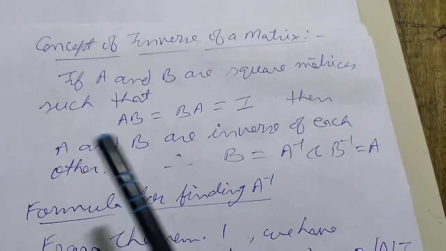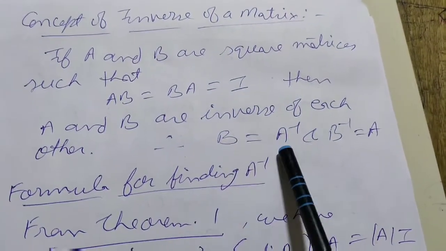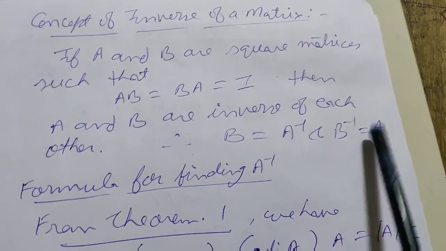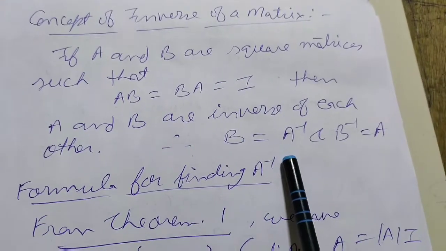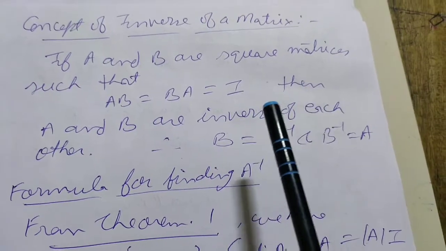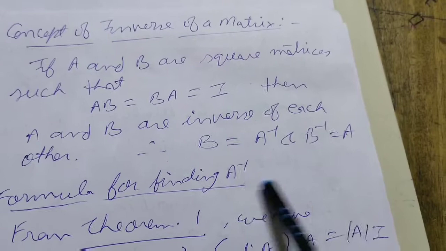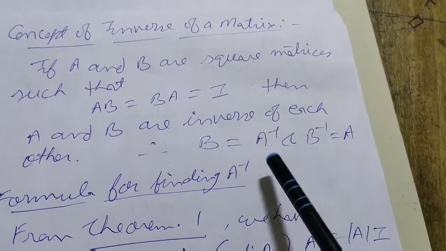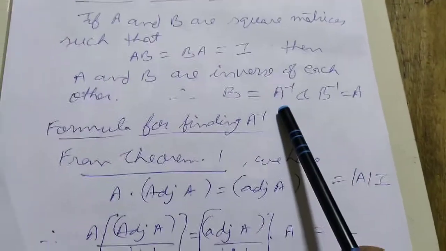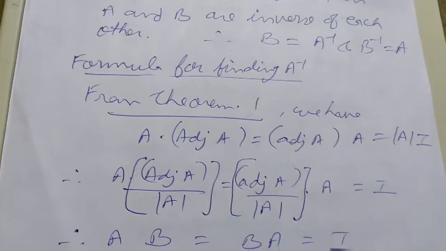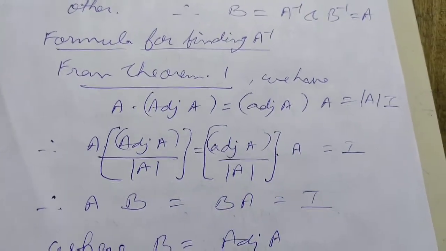A and B are inverse of each other, and we write therefore B equal to A inverse and B inverse equal to A. And do remember that A inverse is not equal to 1 by A. It is simply a matrix which, when multiplied with the matrix A, will give the identity matrix. So A inverse is not to be confused with 1 by A. Now we'll learn the formula for finding A inverse.